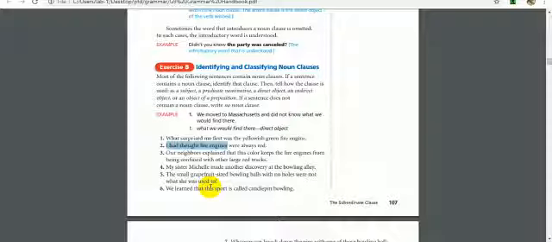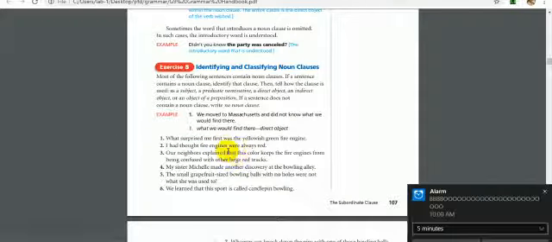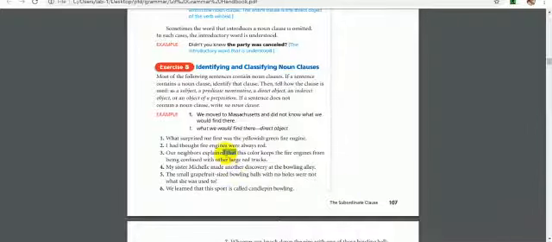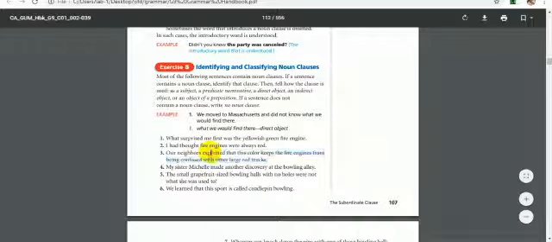Number 3. Our neighbors explained that this color keeps the fire engines from being confused with other large red trucks. We have here an introductory word, which is "that". So "that this color keeps the fire engine from being confused with other large trucks" is the noun clause. What function does it work for? It is direct object. Why? Because it followed this action verb, explained.